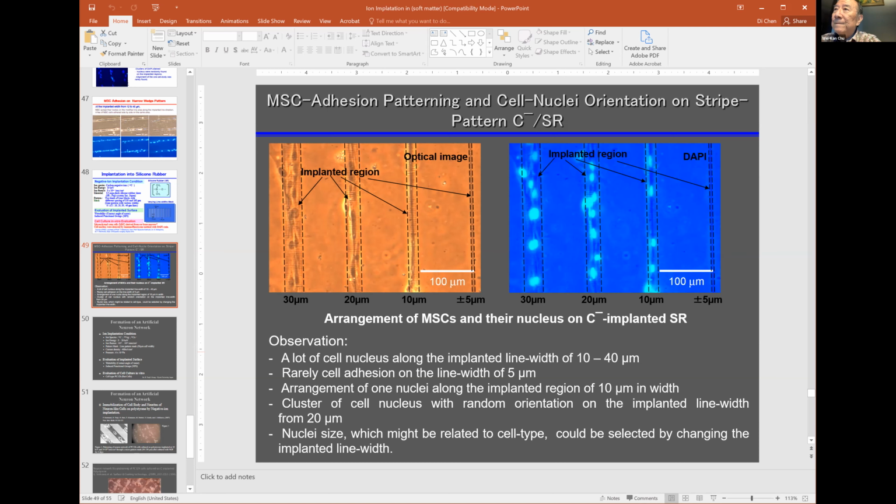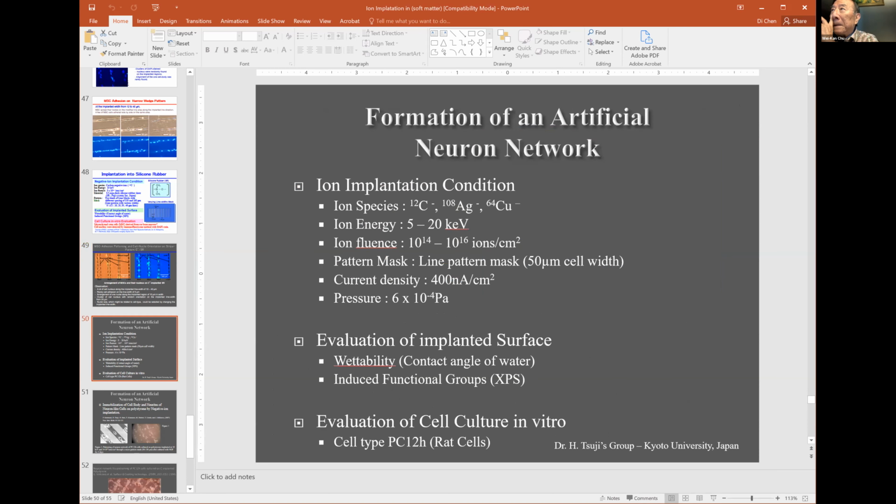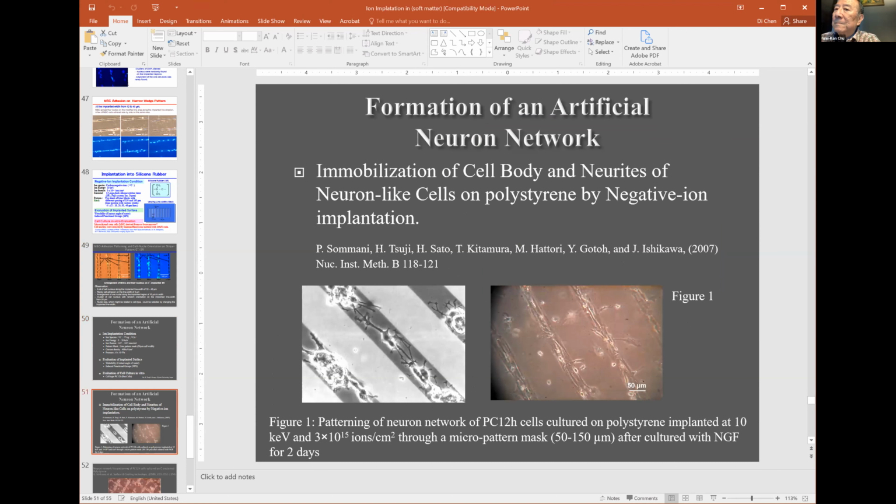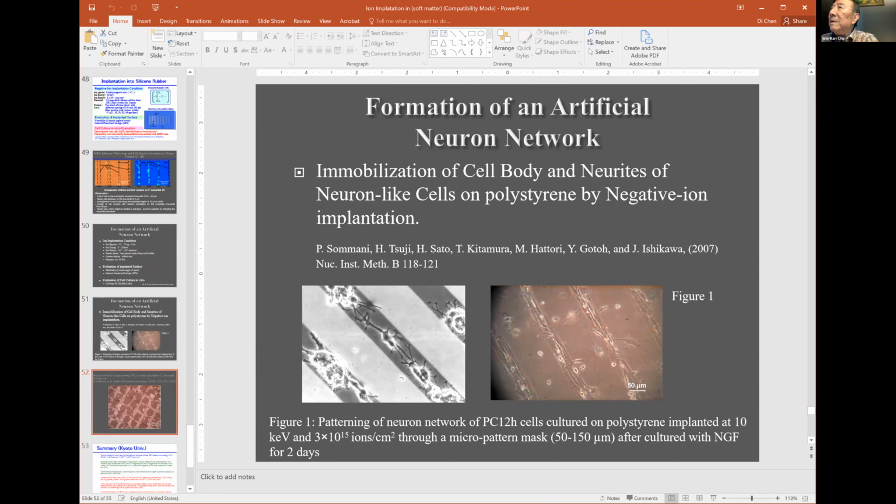Next view graph. Okay, next one. Also, when they make the line width thinner, narrower, there could be one or two nuclei, and they cannot squeeze too many of them together. They were thinking this may have neural network type of application. Next one.